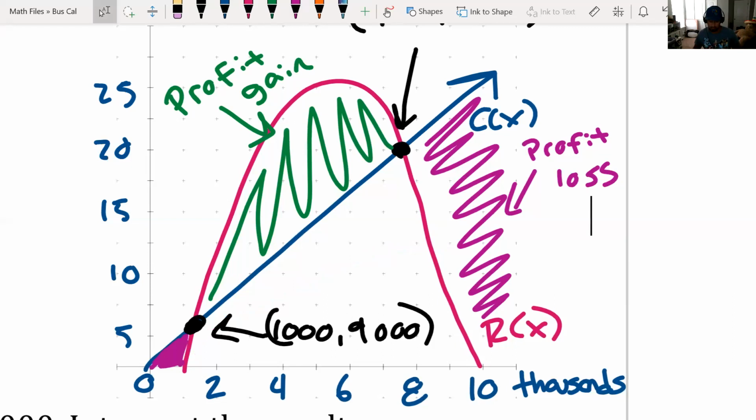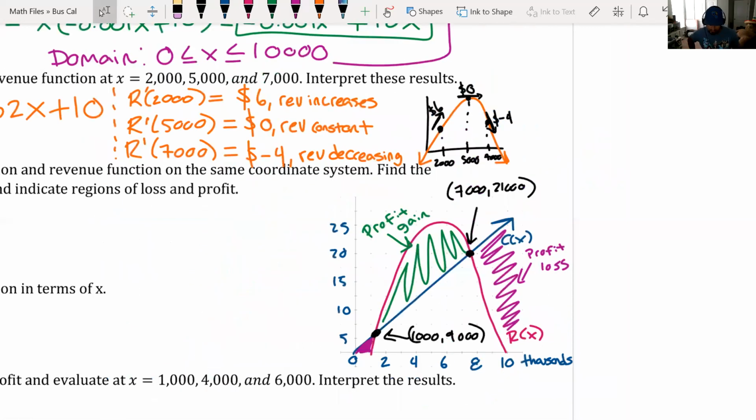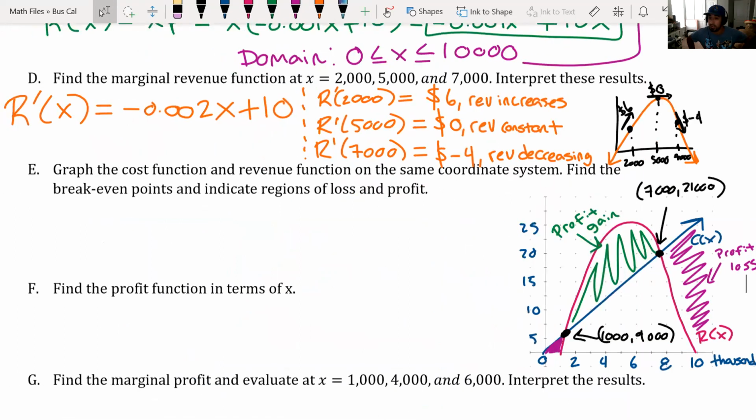And that's it. I wanted to keep that one as simple as possible. And when I say simple, I mean not using the quadratic formula to find break-even points, because that would have taken a while, even though you know how to do that already. Okay. So we found the break-even points, and we found the regions of loss and profit. So purple on my graph was loss, green was gain. Okay.